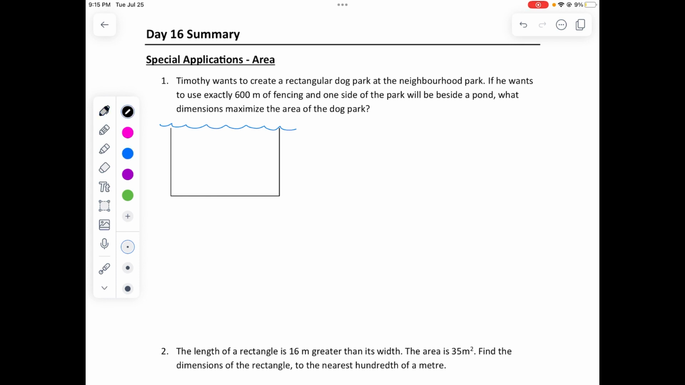Okay, so if we have our diagram here, typically in a rectangle, we would label this as length and this as width. Okay, so we would have two widths and one length. And we want to take a look at what is given to us in the question in order to be able to solve. So it says that he wants to be able to use exactly 600 meters of fencing. Okay, so if we picture what the fencing is going to be and what that represents of this rectangle, that is going to be the perimeter.